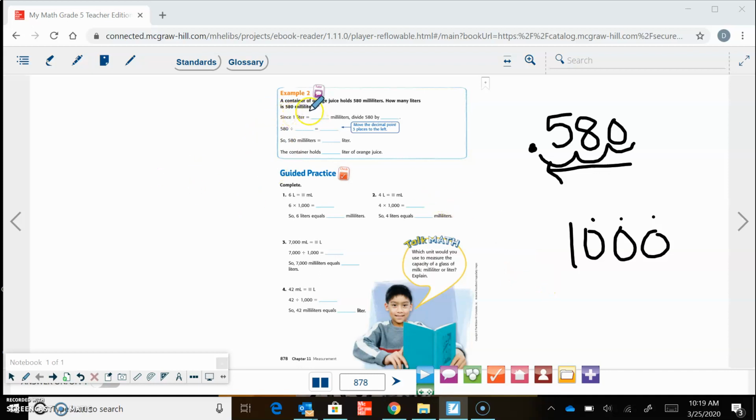So 1 liter, there are 1,000 milliliters in a liter. So you're dividing by 1,000. So 580 divided by 1,000 equals, and we already did the math, it was easy, 0.580. Okay?